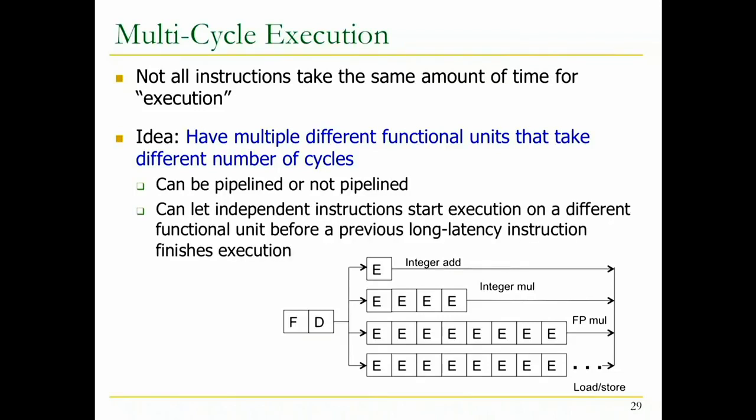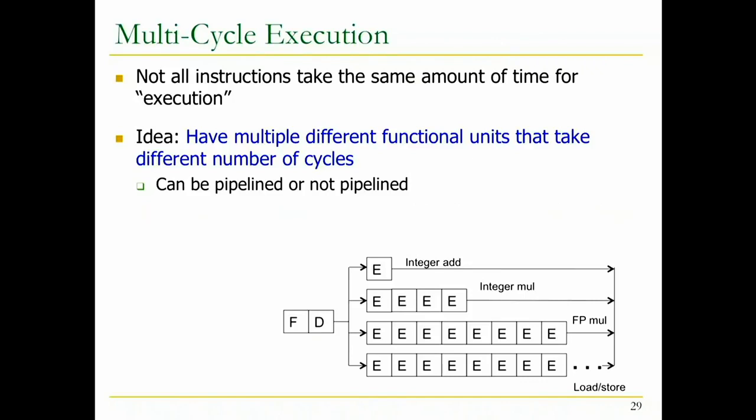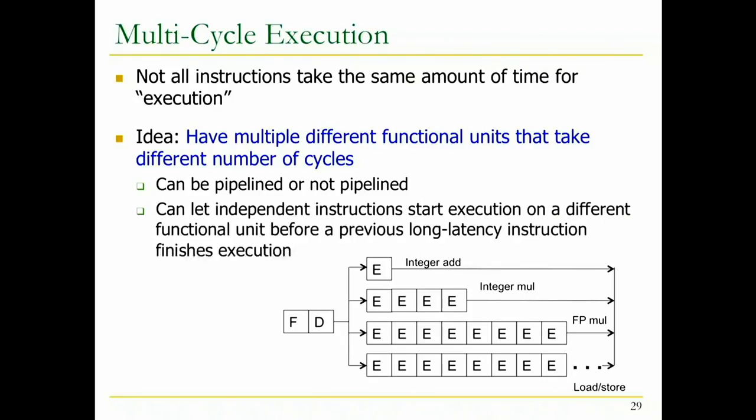So if you have a pipeline structure like this, you can let independent instructions start execution on a different functional unit before a previous long latency instruction finishes execution. So you may have a long latency floating point multiply that's going through your pipeline, and an independent integer multiply that started over here, and an independent add that started over here. Now you have concurrency in your pipeline, right?